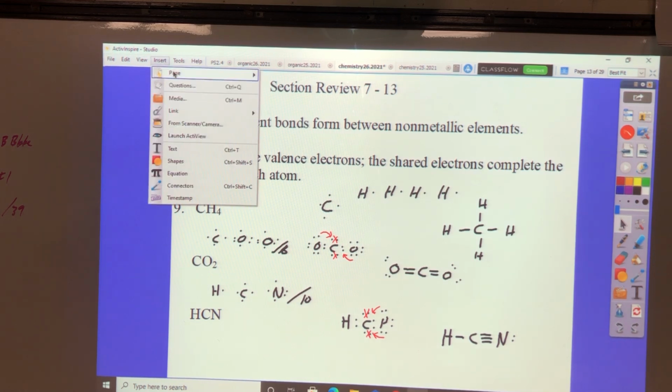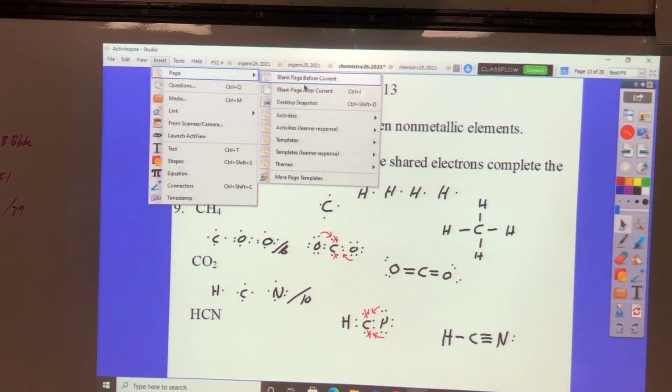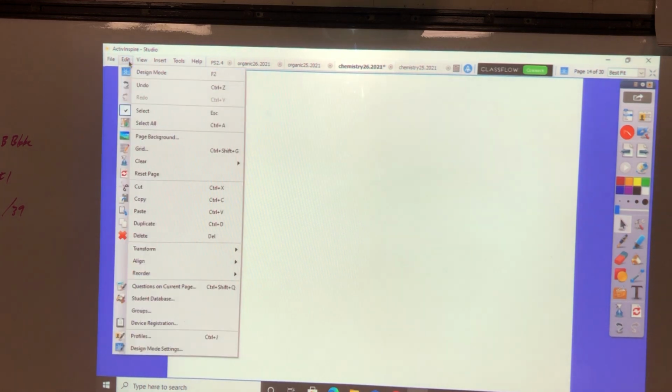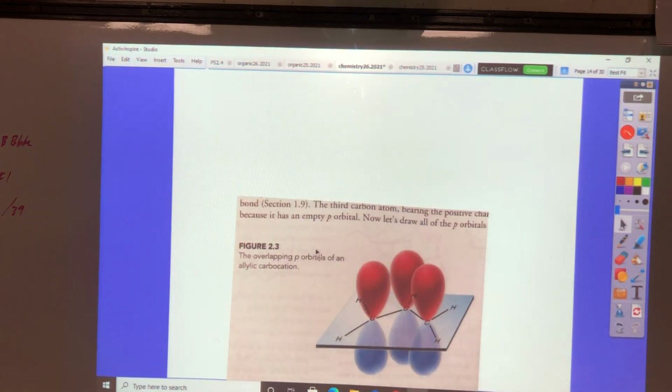Insert, page, after, edit, paste. Ta-da! Okay, here we go.